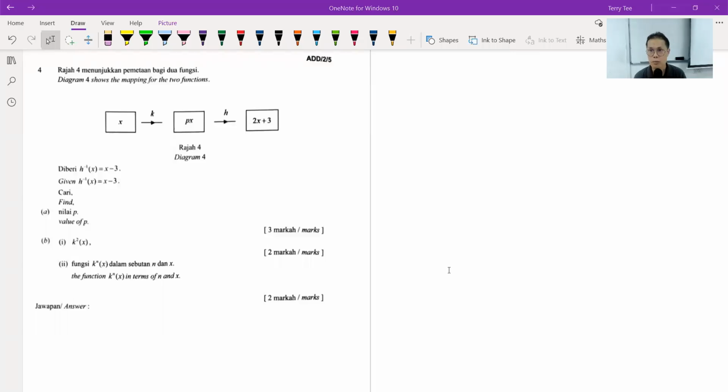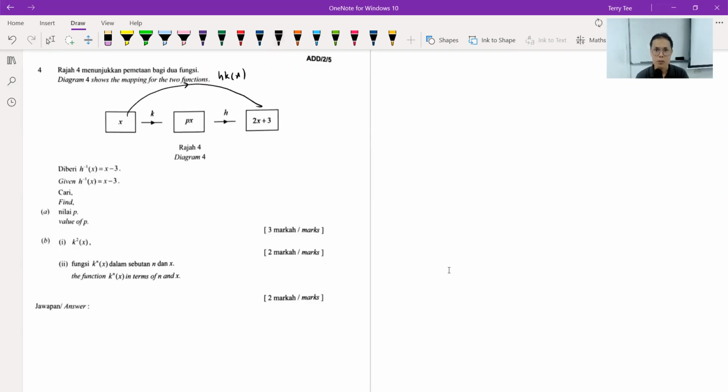Okay, moving on to question number 4. This is from Chapter 1, Functions. So here you're given a diagram that shows a composite function. This composite function, if you have k first followed by h, we call it hk(x), because you're starting from x. So you're given h inverse, right? You're supposed to find the value of p. Now, p is actually the result of the k function, k(x). It maps x onto px.